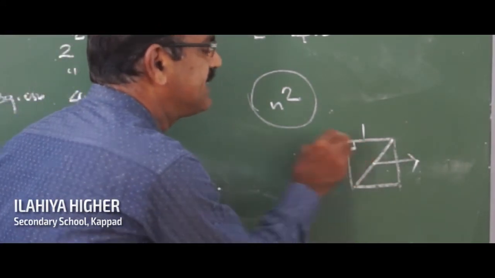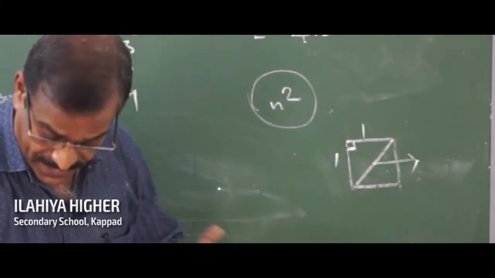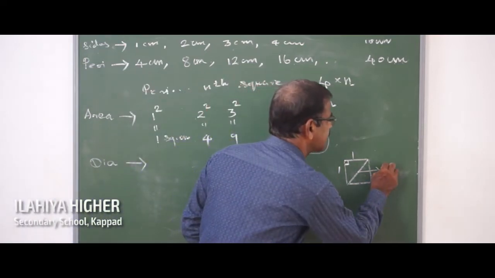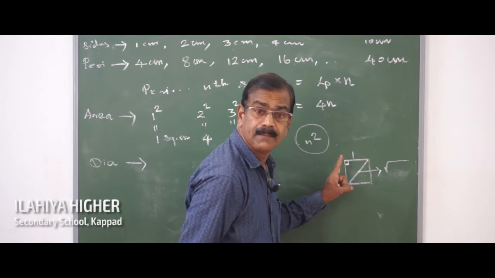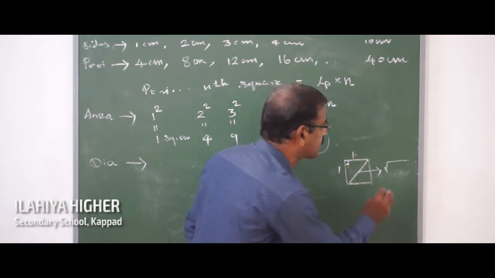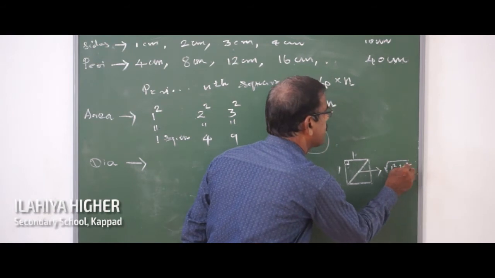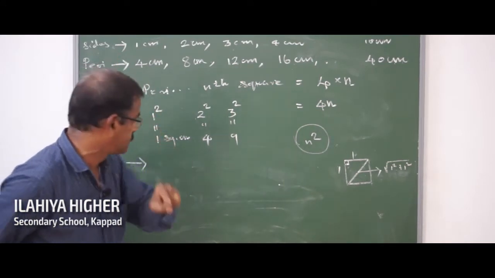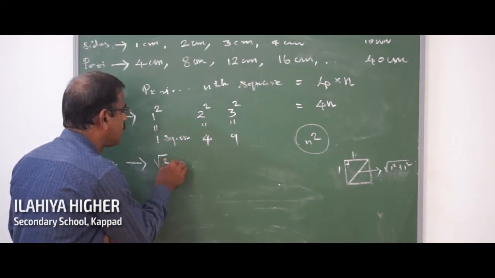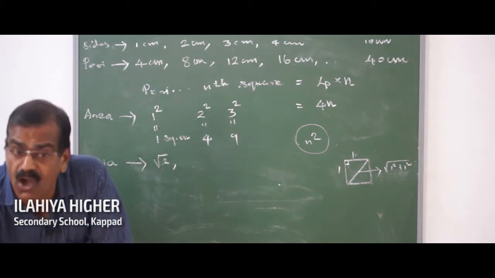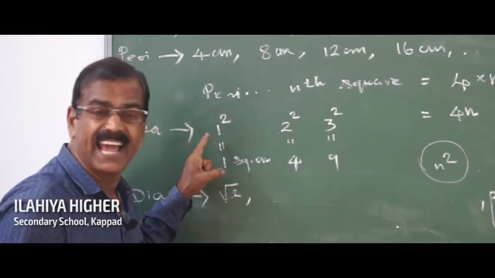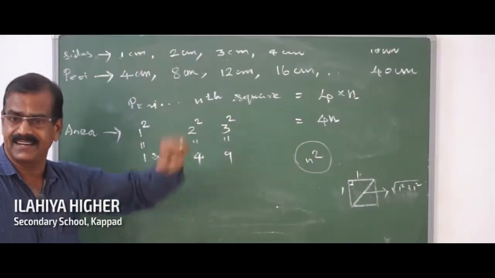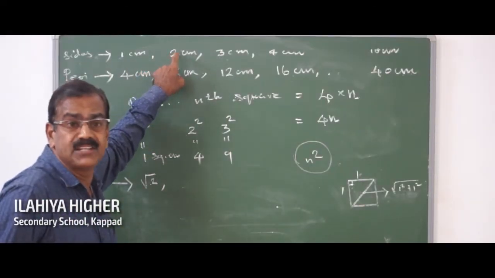Here length of diagonal is got by applying Pythagoras theorem. That is, length of the diagonal is square root of sum of squares of base and altitude of this right angle triangle, that is root of 1 square plus 1 square, that is root of 1 plus 1, that is root of 2. Root 2 cm is length of the diagonal of the square having length of one side 1 cm. So what about the second one having length of one side 2 cm?